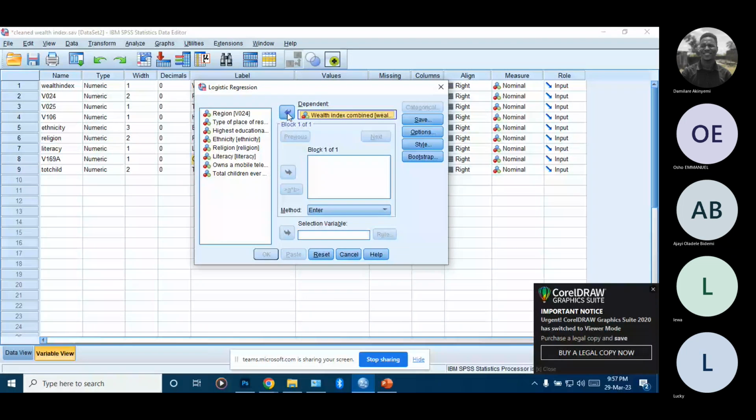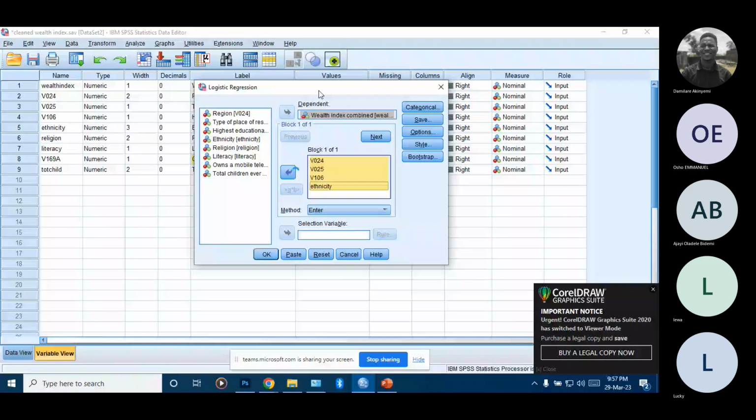And okay, I want to include region in my model. I want to include place of residence as well. I want to include educational level, and I want ethnicity. Let's not include too much so that we're able to interpret our output very easily. Let us use these 4 as our independent variables.